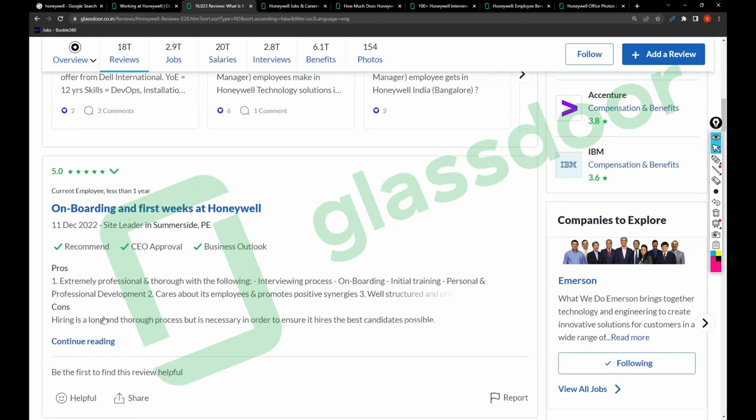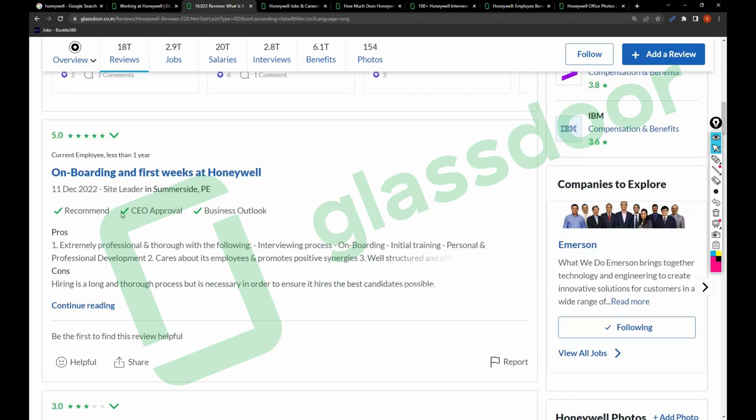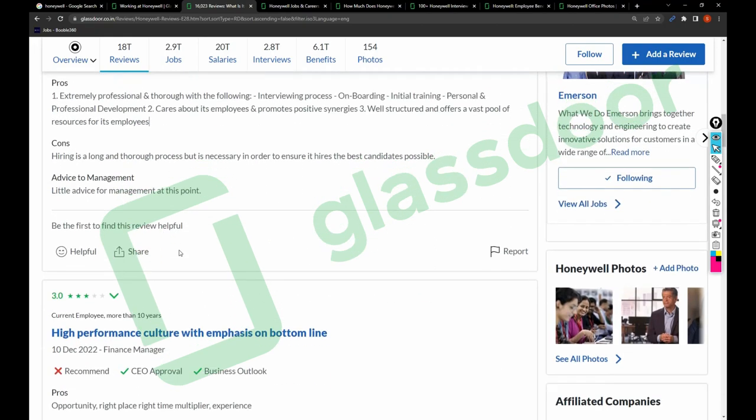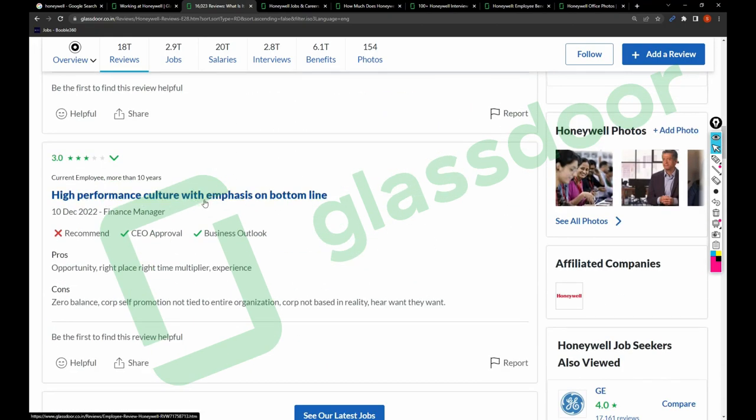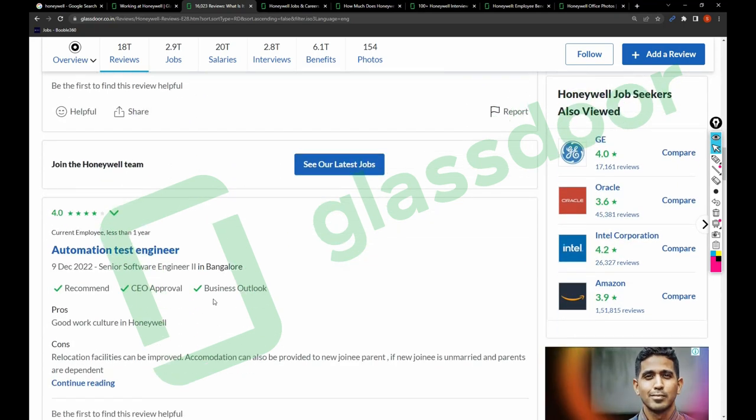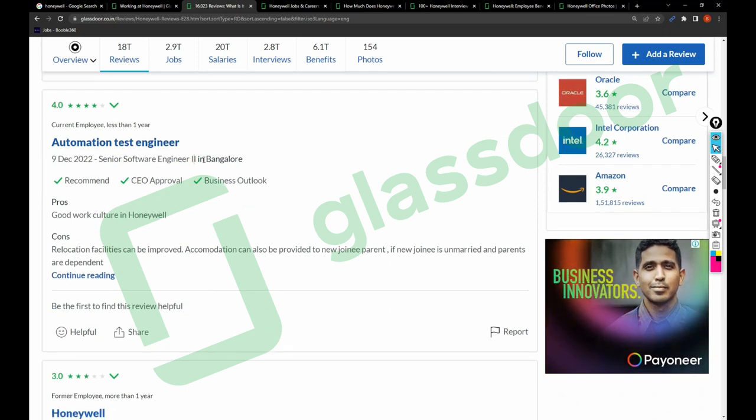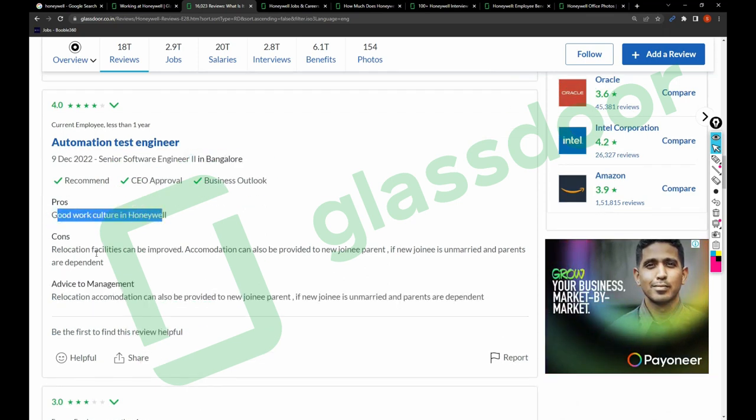Here, onboarding and first weeks at Honeywell, yes, it's a big review. I recommend you to go with the flow. And high performance culture with emphasis on bottom line. Pros are opportunity, right place, right time, multiplier experience. Cons are zero balance, corporate self promotion not tied to the entire organization, corporation not based in reality. And another review from an automation test engineer in Bangalore: good work culture in Honeywell.